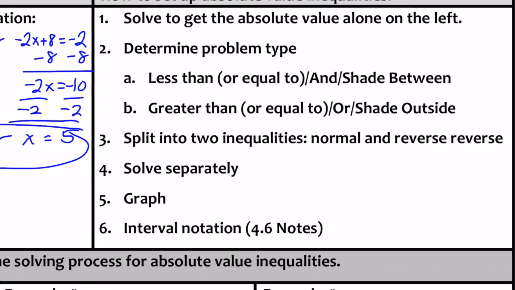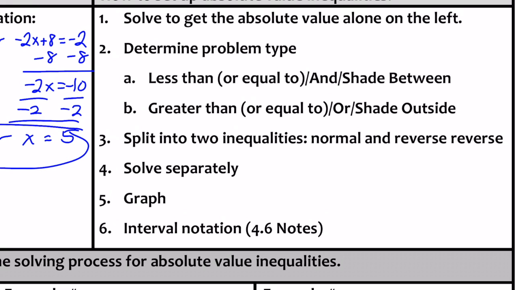Today we are setting up absolute value inequalities. Our 6 steps to solve absolute value inequalities are: 1. Solve to get the absolute value alone on the left. We already did that in this last problem, so it's very similar. This part is new. Number 2, determine the problem type.